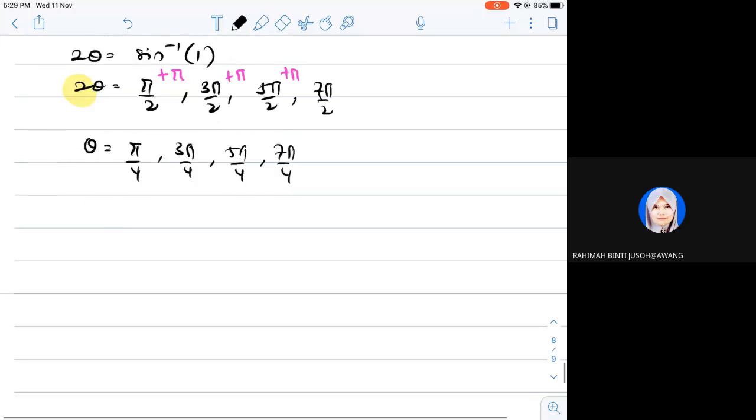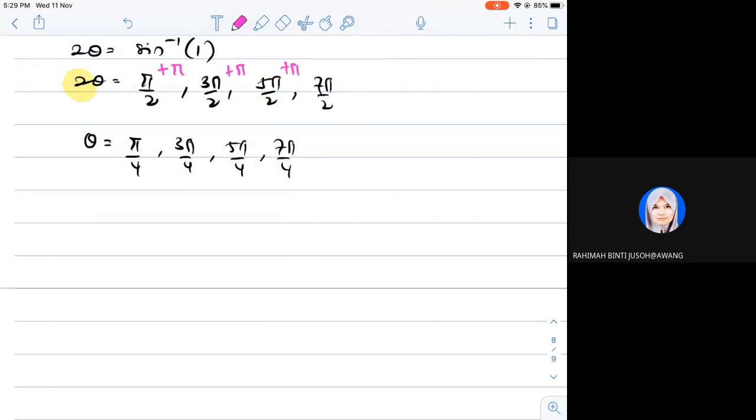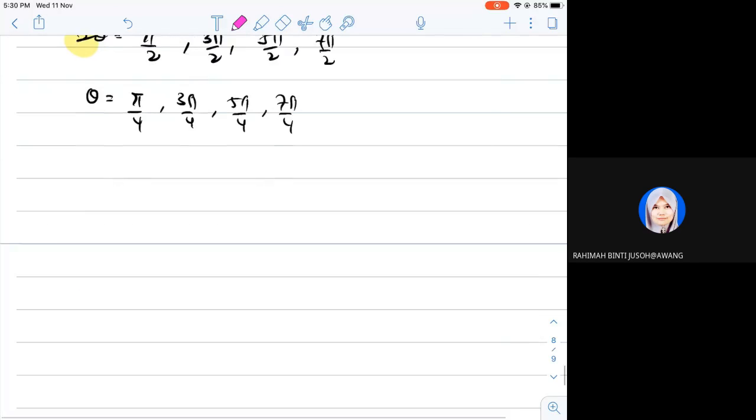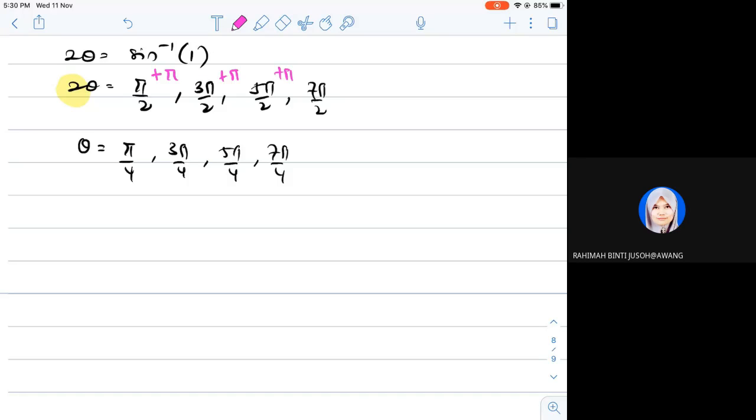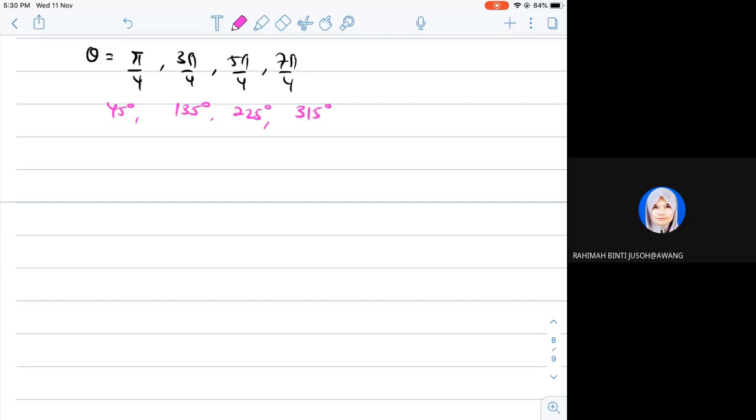Now let's change this into degrees, so we can see more clearly where the positions are. Pi over 4 is 45 degrees, right? 3 pi over 4 is 135 degrees. 5 pi over 4 is 225 degrees. 7 pi over 4 should be 315 degrees. Okay, now let's plot the positions. We have this axis.